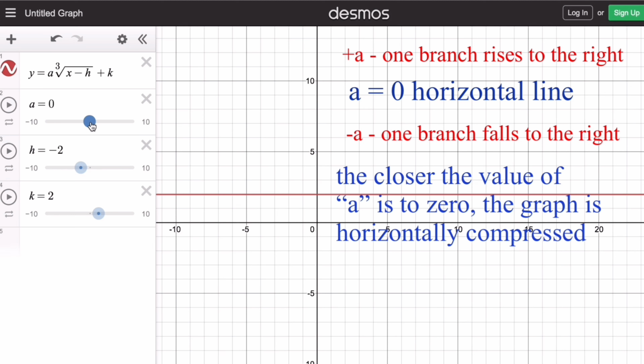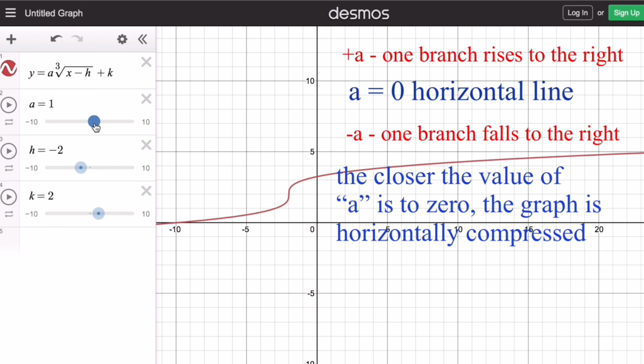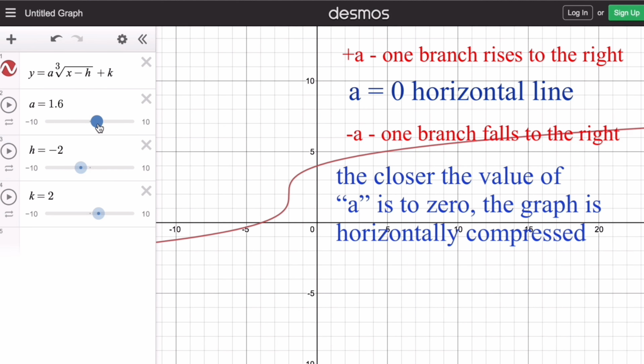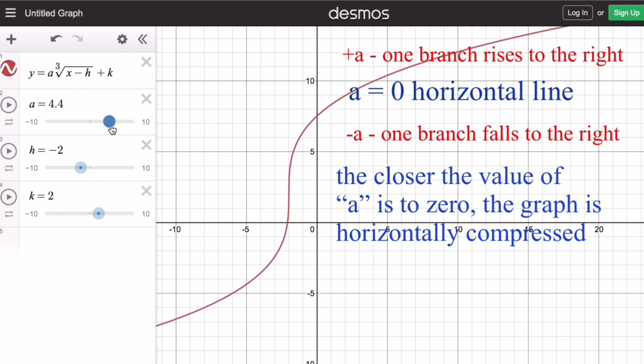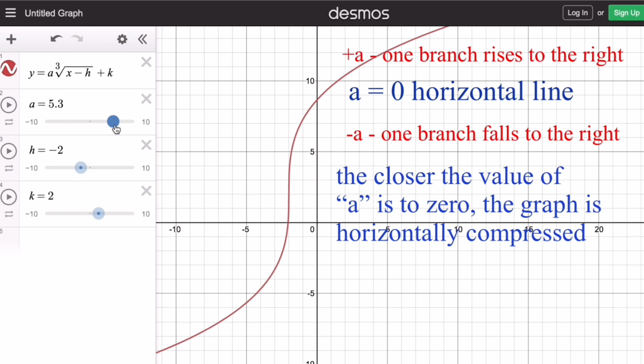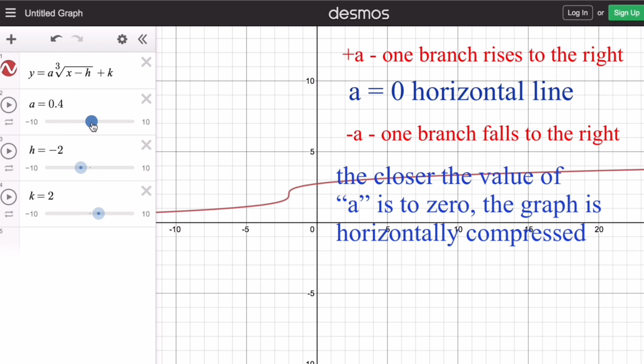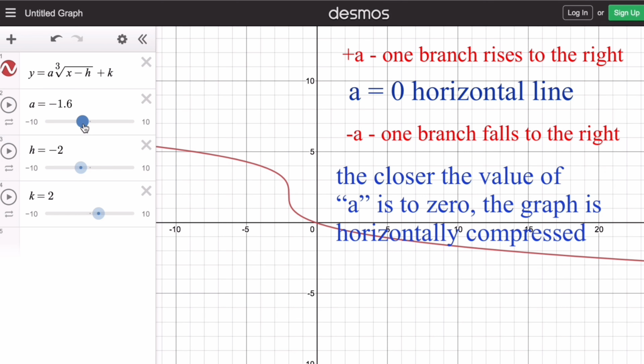On the contrary, the farther the value of a is from 0, as we go to higher values all the way to 10, the more the graph is vertically stretched. As you can see, it becomes more vertical as we go farther from 0. It is also the same for the other side: starting from 0 and going away towards negative 10, the graph again becomes vertically stretched.